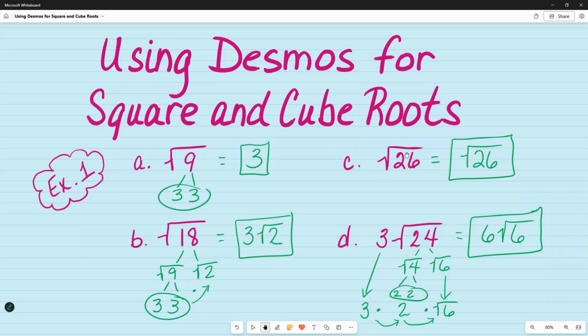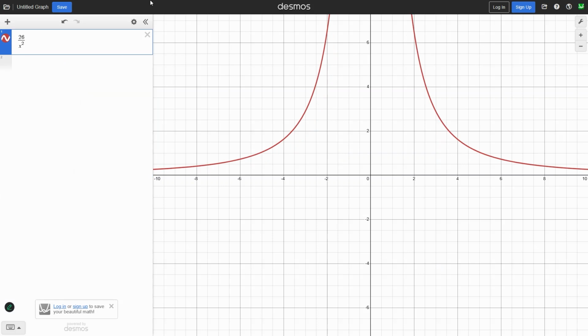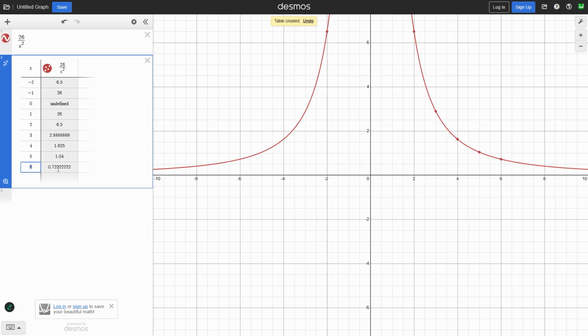For C, I have square root of 26. I'm going to change this 18 to a 26. Still dividing by x squared, same process. Now, this time I noticed that 26 is actually in the Y column and 1 is in the X column. That means I cannot further simplify this. So I have to leave this 26 under the radical. You don't have to put the 1 in front of it.